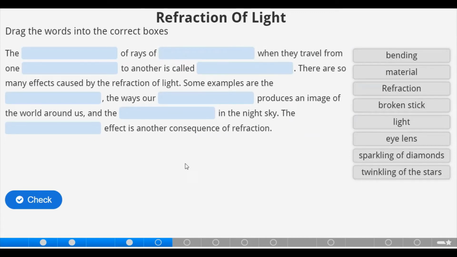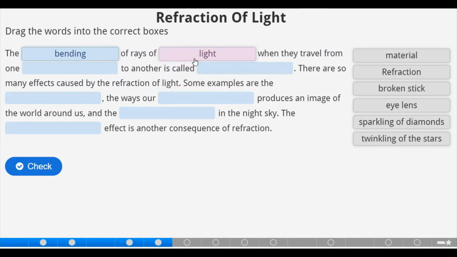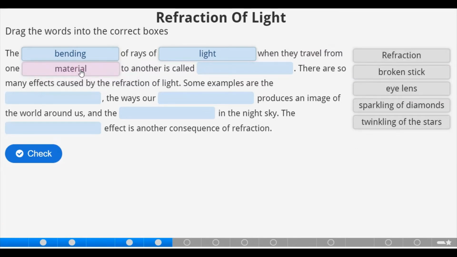Now, let's deal with the refraction of light. We'll be dragging the words also into the correct boxes to give it a full meaning via its what? Definition. The bending of rays of light when they travel from one material to another is called refraction.